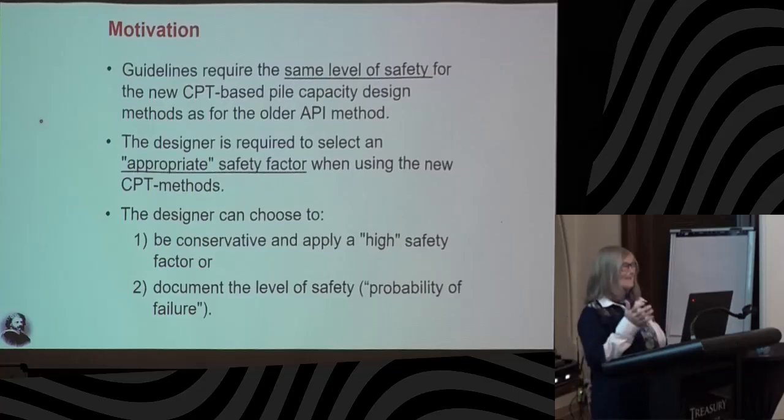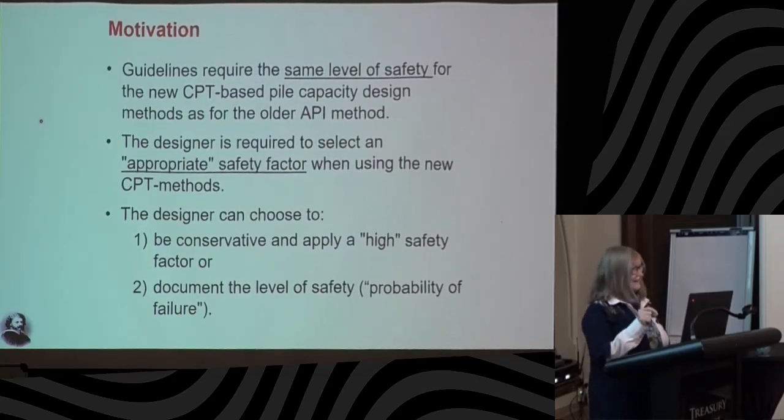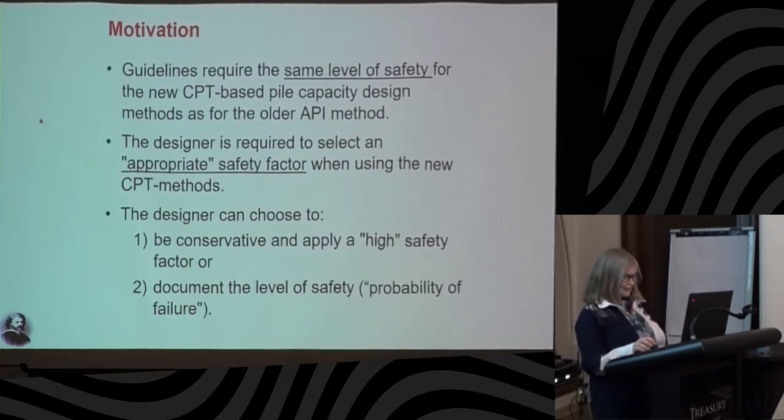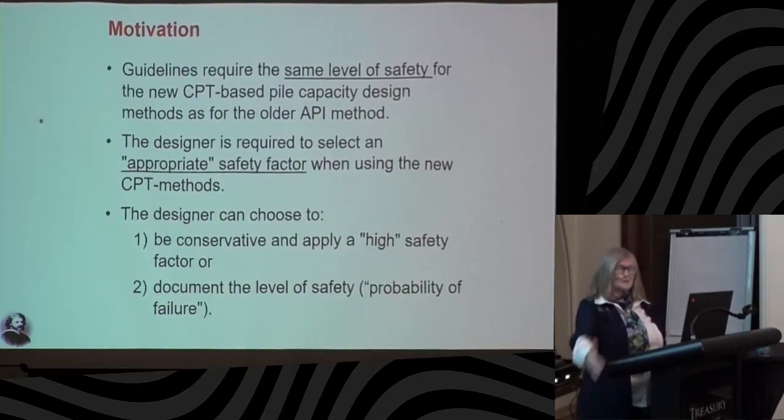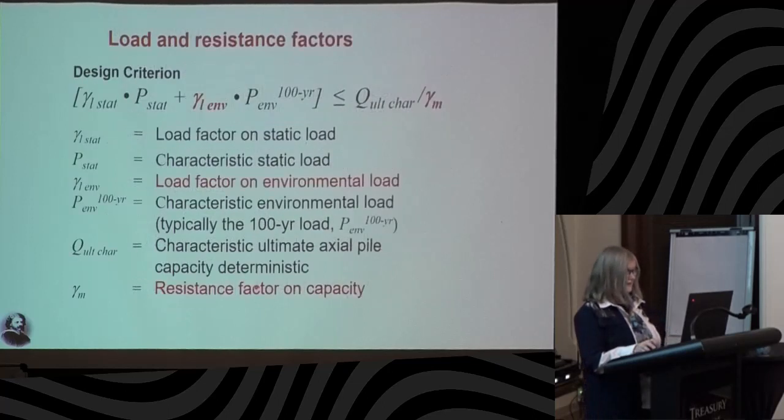The most frequently used, also in Australia, is the API method, American Petroleum Institute, and the CPT methods were, at that time, new methods that were used, but people did not know how to choose a safety factor. So the same factor of safety was given. And we all thought, well, the CPT method gives you a continuous profile, you have much less uncertainty. And what the code said, the designer has to select an appropriate safety factor when using the new CPT method. What is appropriate? The designer can choose to be conservative and apply a high safety factor, or document the safety level, and we suggest doing this with a probability approach.